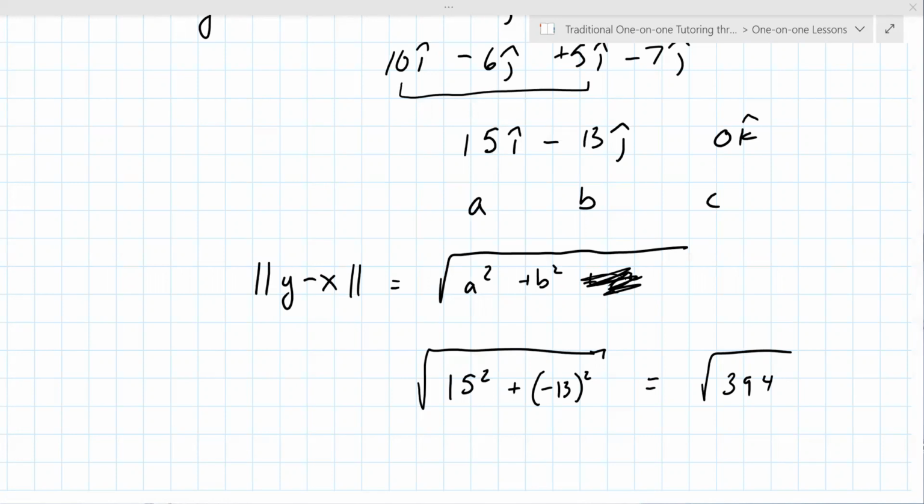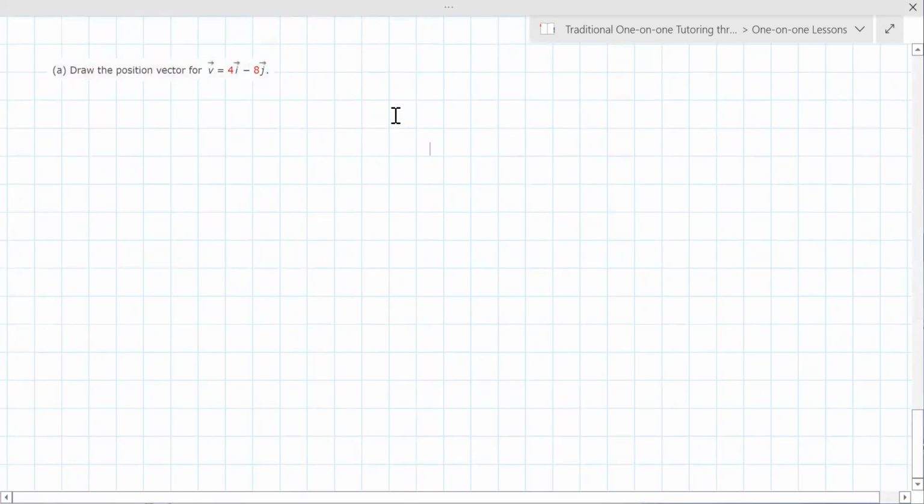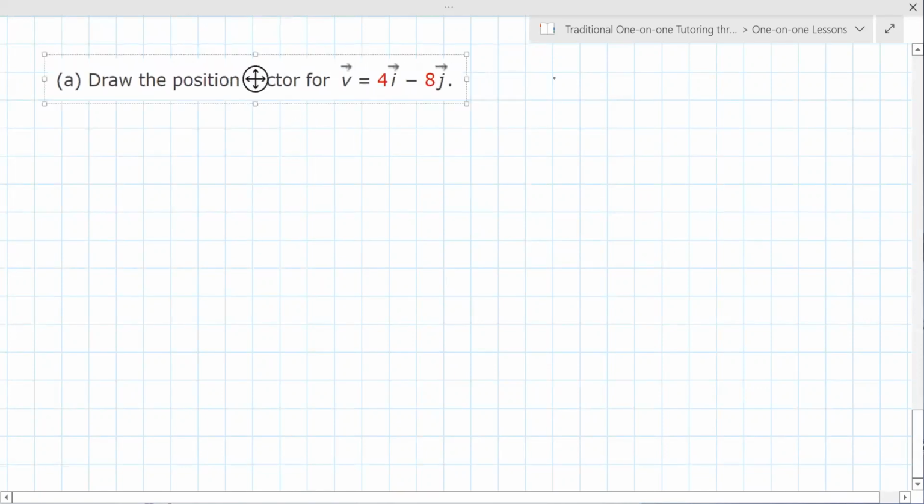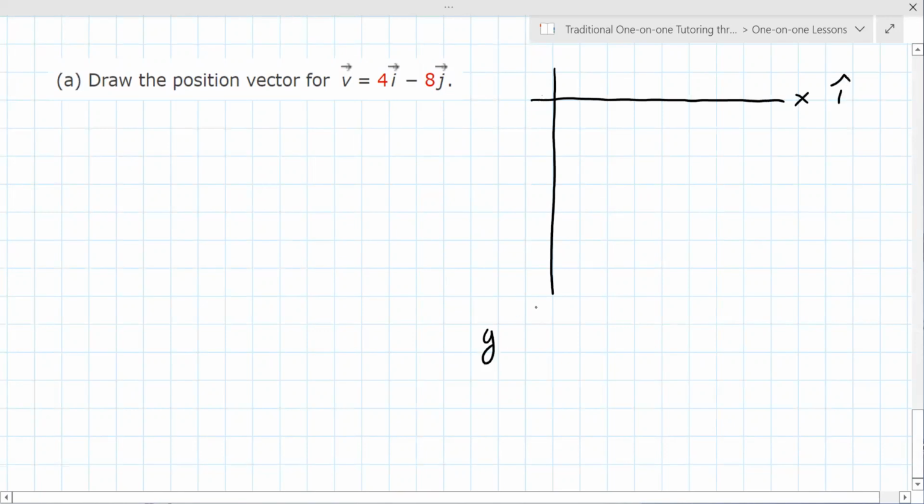All right, so next question. Okay, so this question, let me get it framed in here. It says draw the position vector v equals 4i minus 8j. So when you're graphing here, x and y, you can think of this as i hat and this is j hat. So you go to the right 4. Isn't this the x? Oh no, yeah, it's really i.